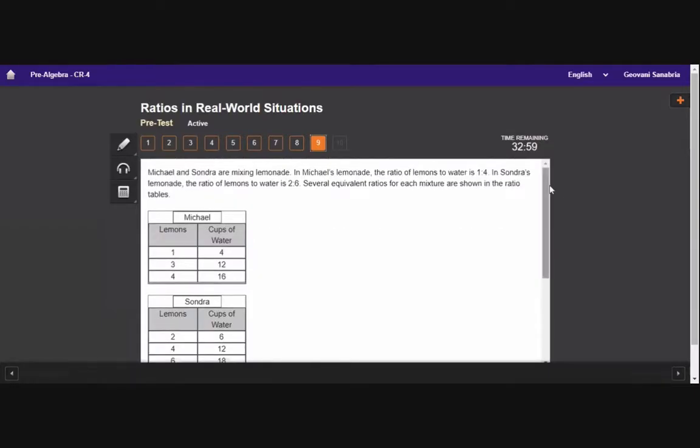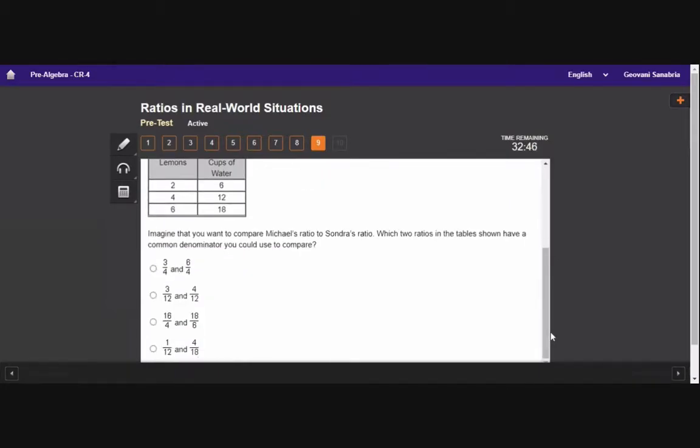And 2 to 6. Michael's lemonade ratio is 1/4, and then the ratio of lemons is 2/6. Sandra's is 2/6. And then scroll down just real quick. And it's asking the ratios in the table have become there. Yeah, okay. Let me share.